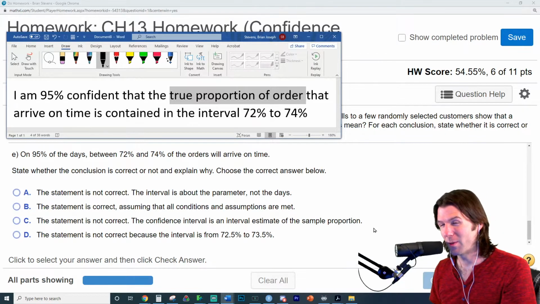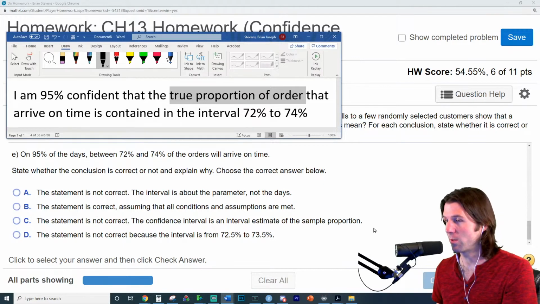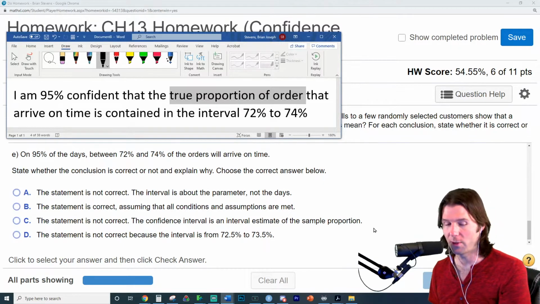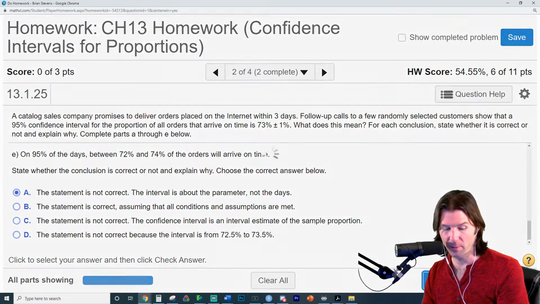Like super unbiased, make sure everyone is... Exactly. Make sure everyone's representative. Everyone has an equal likelihood of being chosen, which is a really hard task. Very, very hard task. And so this interval right here, it's not about the days, it's about the parameter.